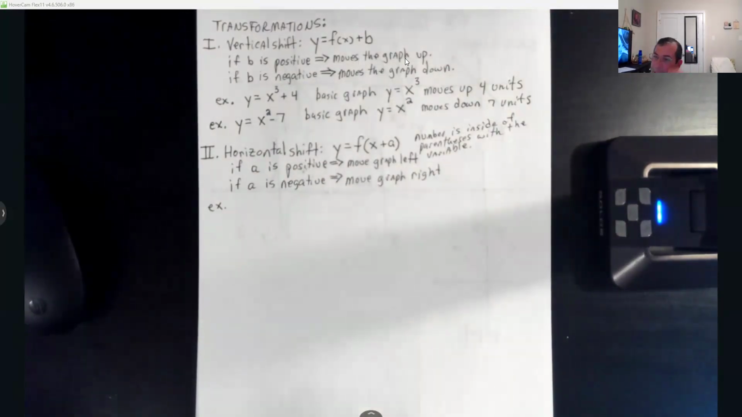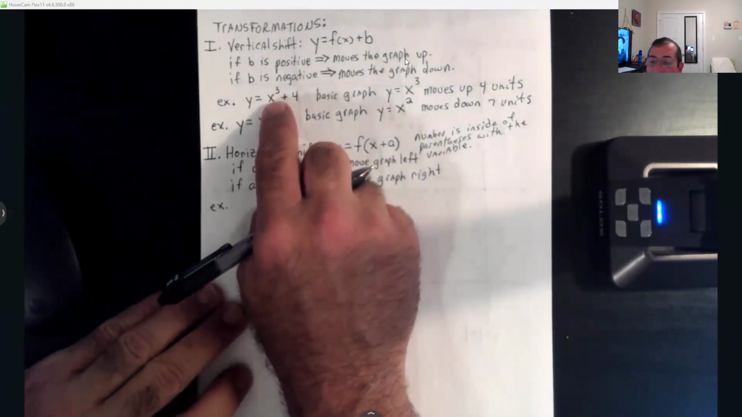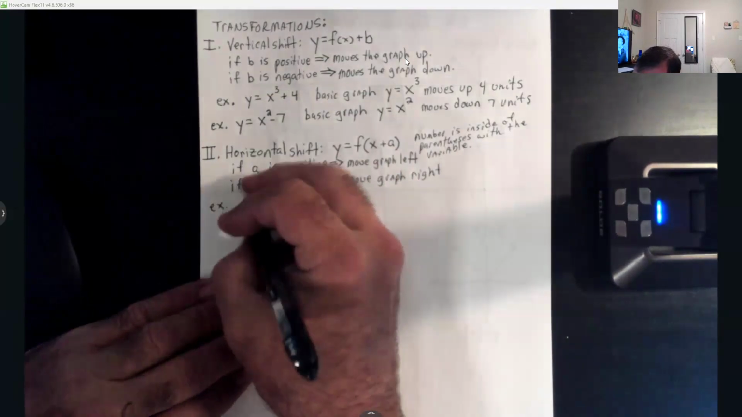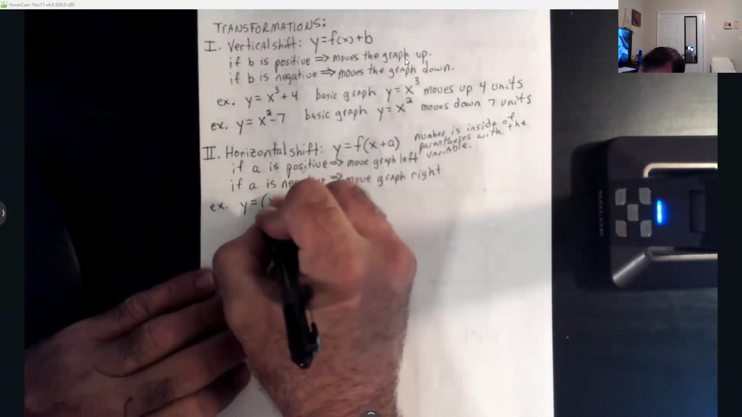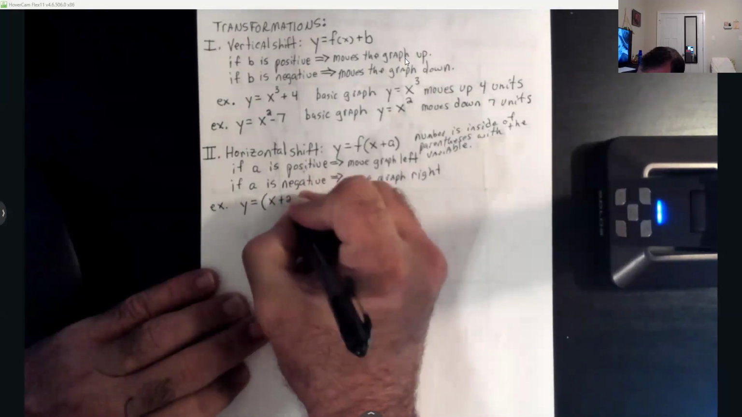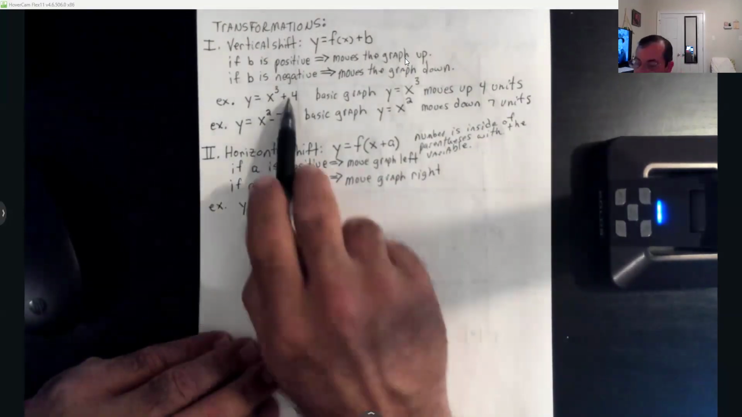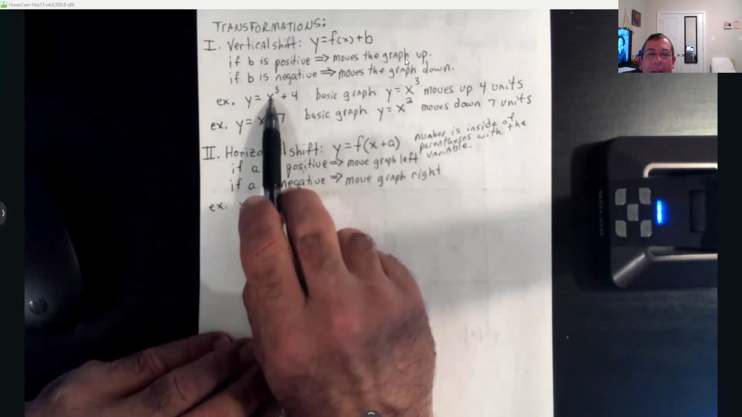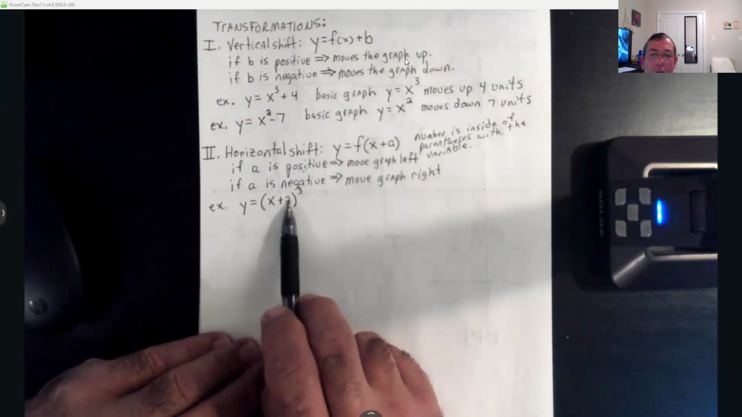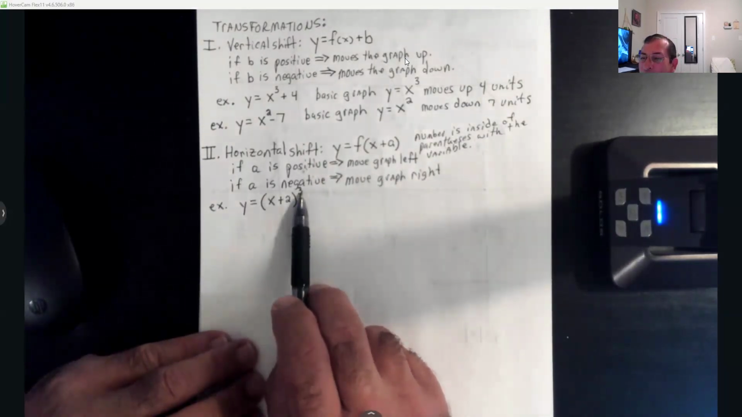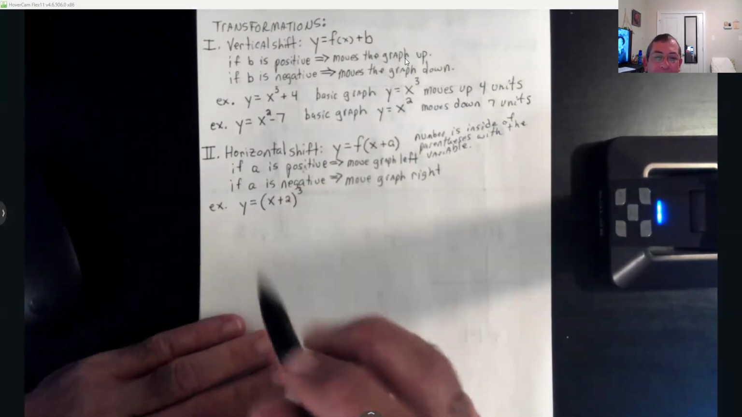All right, so let me show you a couple examples of this and show you the difference. So I'll do the x cubed again. This is so you see the difference. So y'all, this time I've got y equals x plus 2, cubed. Now I want y'all to see the difference up here. Up here, I just did the x cubed and added 4 to it. Down here, we're adding 2 to the x before it even gets cubed. So it's inside parentheses with the variable. So notice the difference on these.